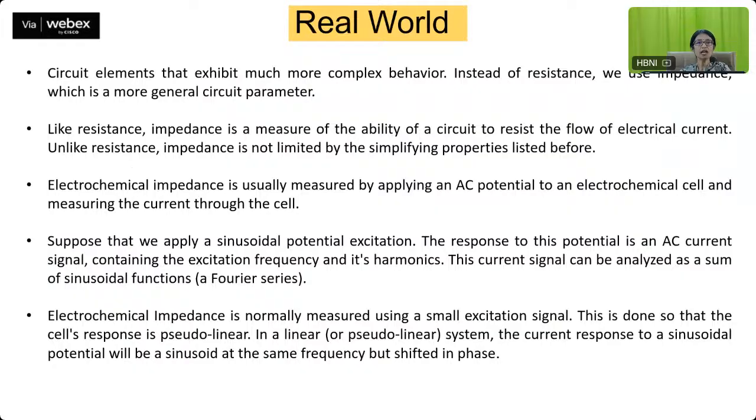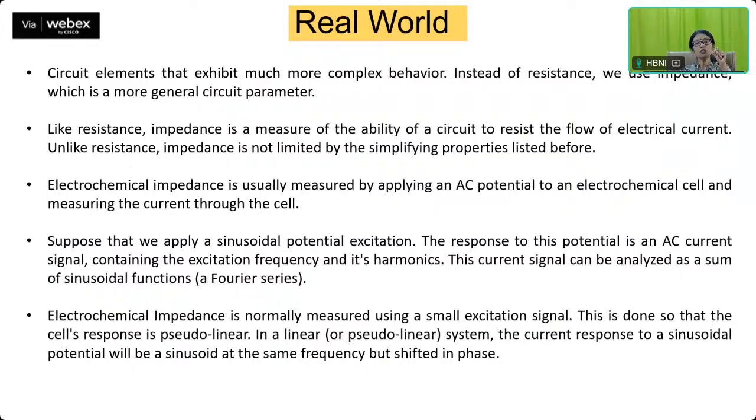What happens? Electrochemical impedance is usually measured by applying an AC potential to an electrochemical cell and measuring the current through the cell. So you are applying an AC potential, a sinusoidal potential wave, to an electrochemical cell, and you are measuring the current due to the application of that particular AC potential.